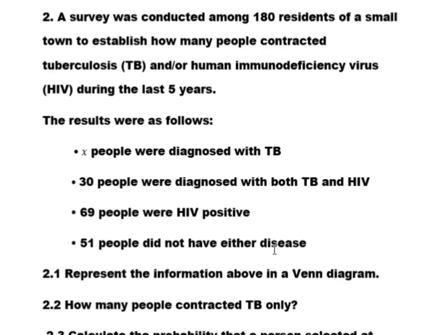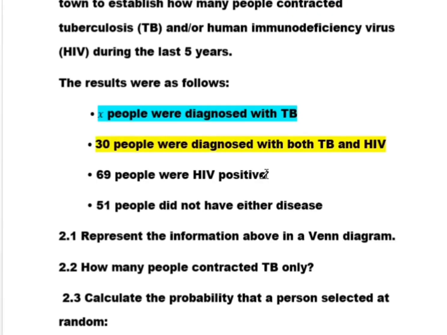Moving along. So question 2 says, a survey was conducted among 180 residents of a small town to establish how many people have contracted TB or HIV during the last 5 years. X amount of people, so an unknown amount of people, were diagnosed with TB, 69 only with HIV, and then 51 did not have both of the diseases. So we have to represent this in a Venn diagram.